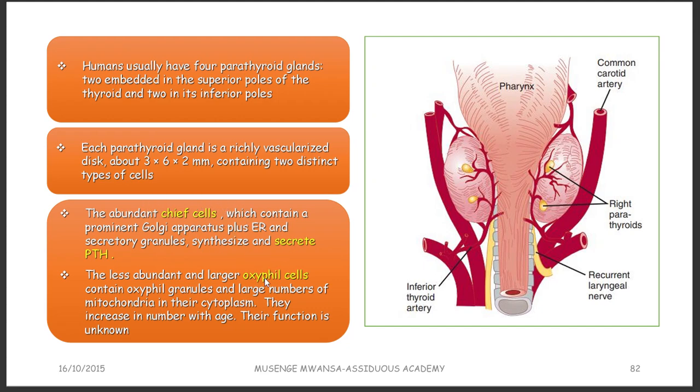There are also oxyphil cells in the parathyroid gland, but these are less in number. They contain oxyphil granules and a lot of mitochondria in the cytoplasm. They increase in number as we grow, but their function is unknown. Okay, so you can see also the blood supply. The same arteries which supply the thyroid gland also supply these. You can see the inferior thyroid artery. You also have, of course, the superior thyroid artery on top.